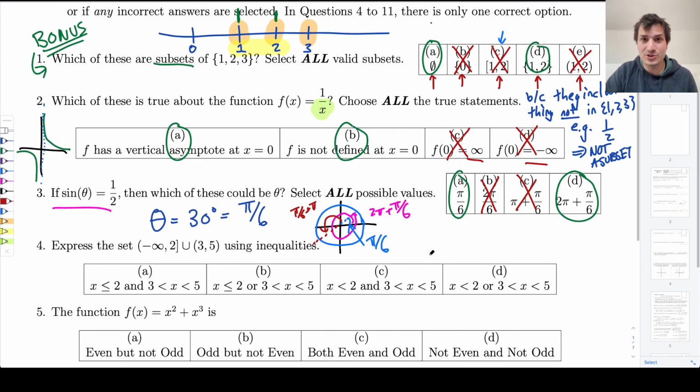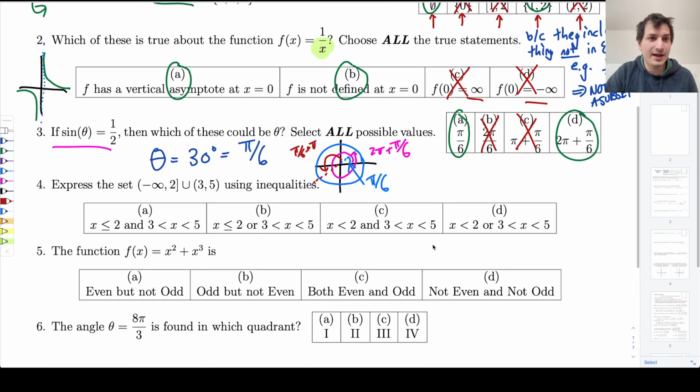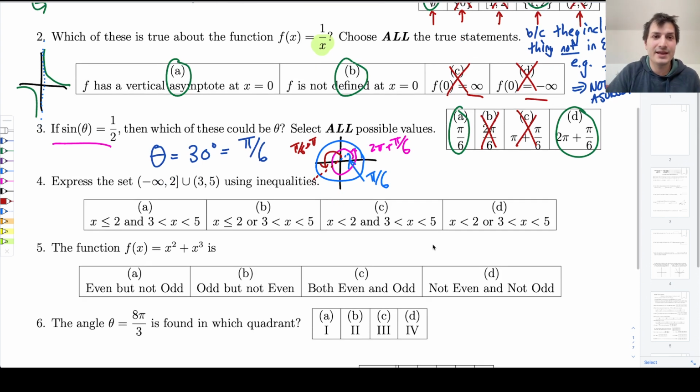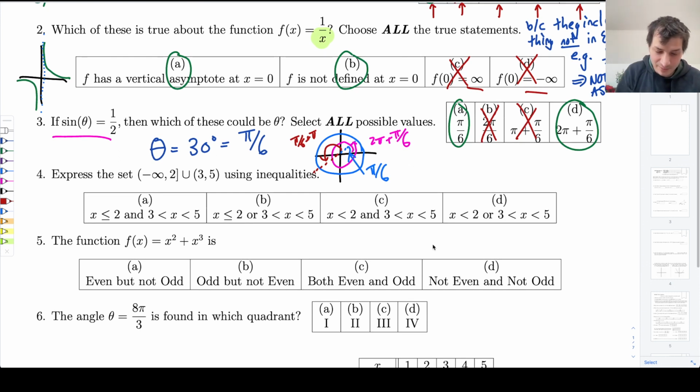The rest are just select one answer. Question 4: express the set minus infinity to 2 union 3 to 5 using inequalities. This question was taken directly from the Mathematized homework, and you're supposed to recognize that minus infinity to 2 with a closed bracket at 2 means x is less than or equal to 2. So it could be this one, or it could be this one. Maybe I shouldn't draw a check mark. Let me write could be. And this one could be.